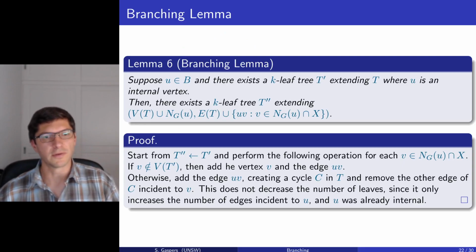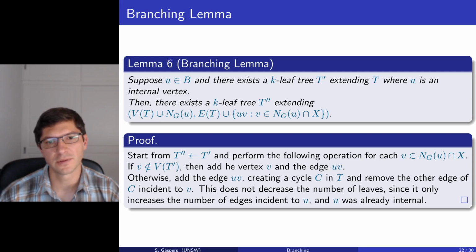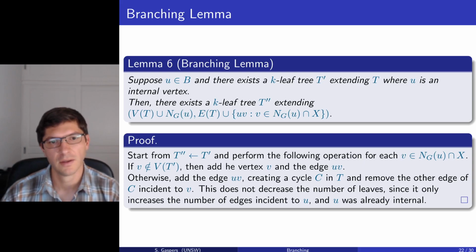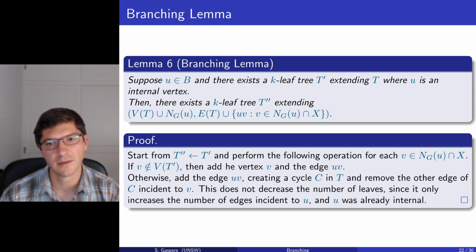Okay, so we start from T prime, and for every edge that's a neighbor of u and that's among the external vertices, if this edge was not yet in the tree, then we add it, and we add the edge uv. Otherwise, we also add the edge uv. This creates a cycle, and we remove the other edge of the cycle that's incident to v.